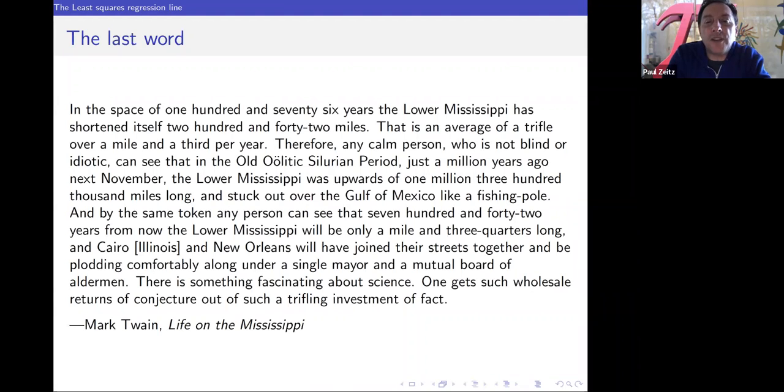There's something fascinating about science. One gets such wholesale returns of conjecture out of such a trifling investment of fact. And certainly, I can't say it any better than Mark Twain, so I'm going to end with that. But we do have time for a couple of questions.